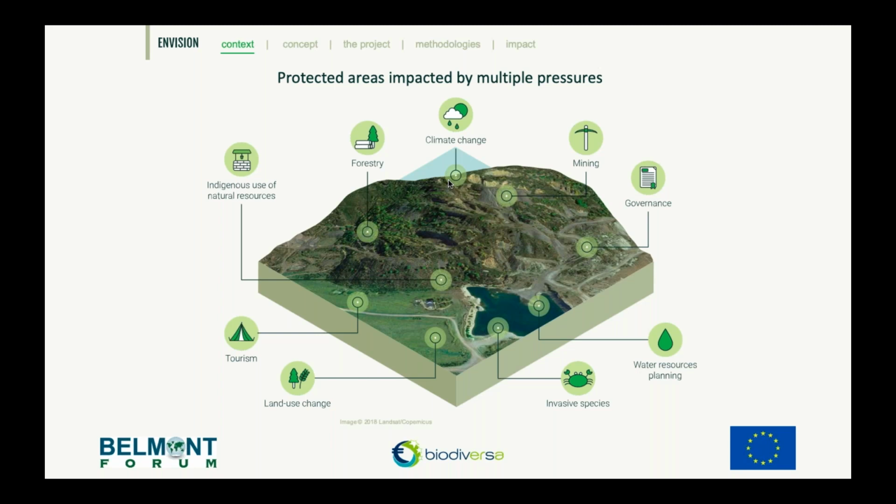Many of you may know, and as Alberto alluded to, there are a range of pressures facing protected areas, including climate change, mining, new governance arrangements, pressures on water resources and water resource planning, new forms of invasive species, land use change, including urbanisation, tourism, and indigenous use of natural resources, right through to forestry, etc.